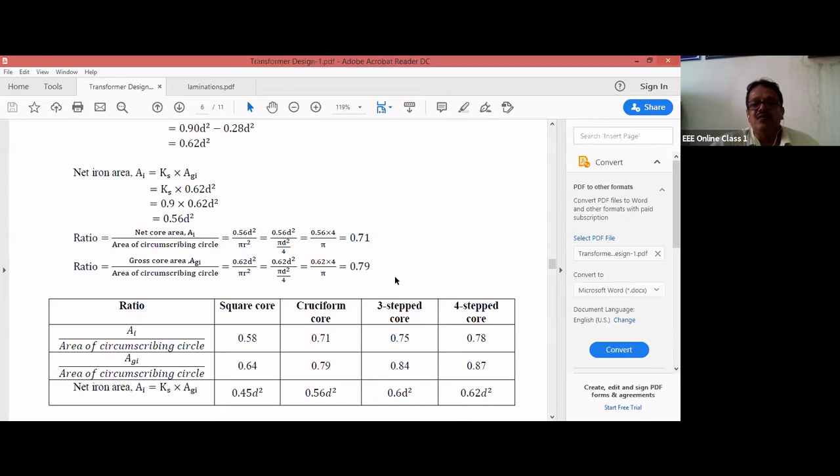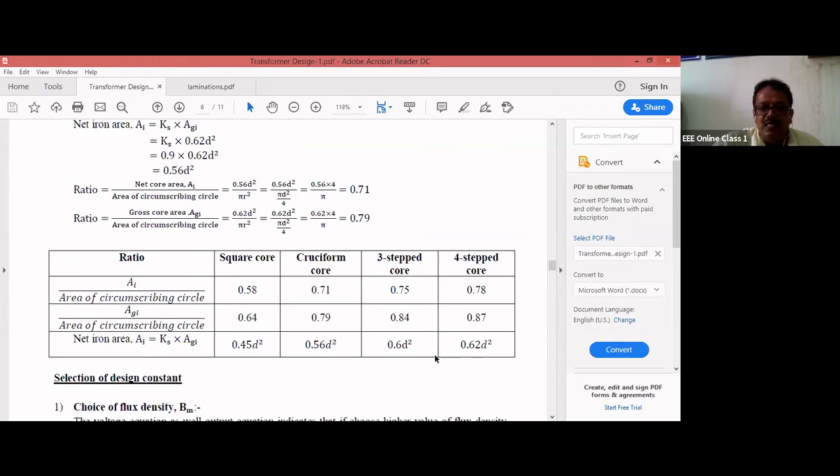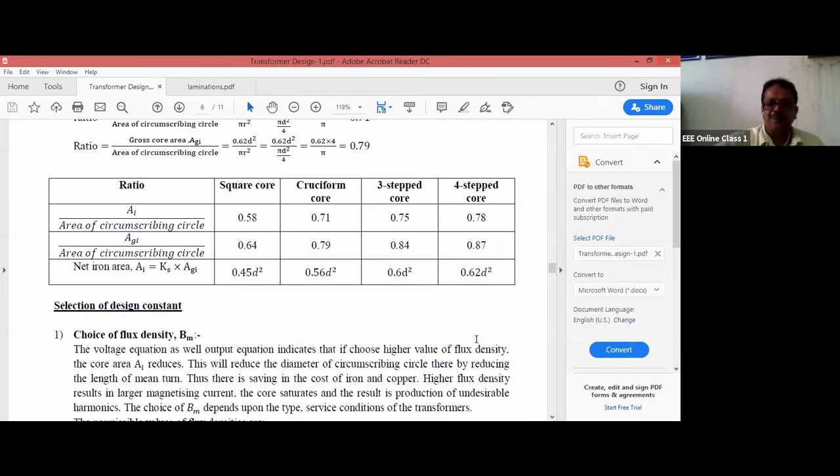Okay. Likewise, you can do the analysis for the 3-step core, and then the 4-step core. I have prepared a table here for the square core, the cruciform core, the 3-step core, and the 4-step core. These are the two ratios, and this is nothing but your AI, the net iron area. These are the values. It is very useful for solving problems. Okay, that is regarding the analysis of a square core and 2-step core.